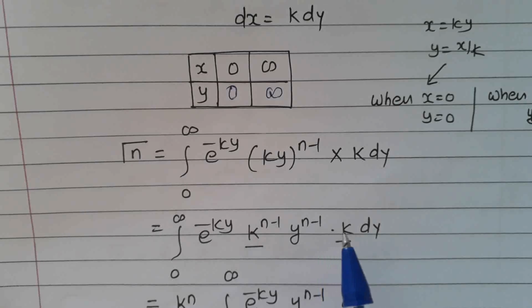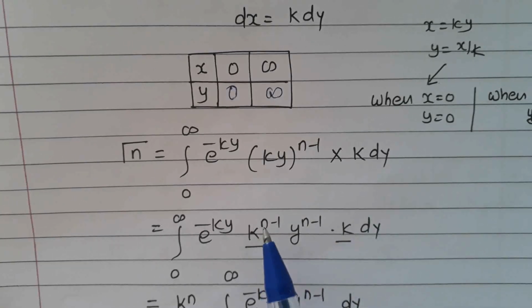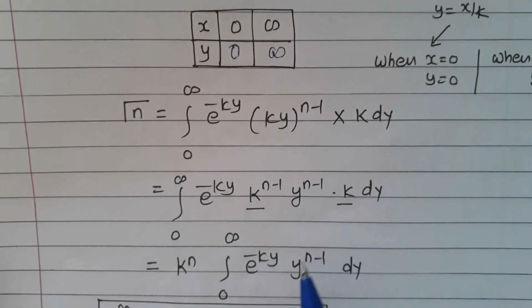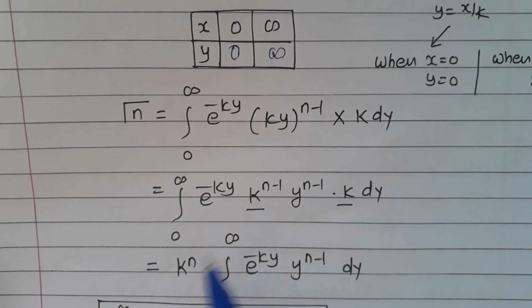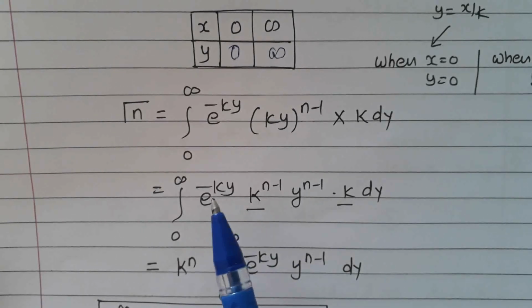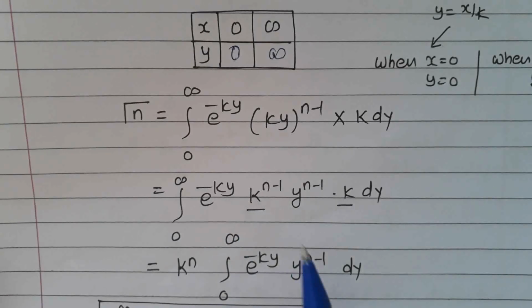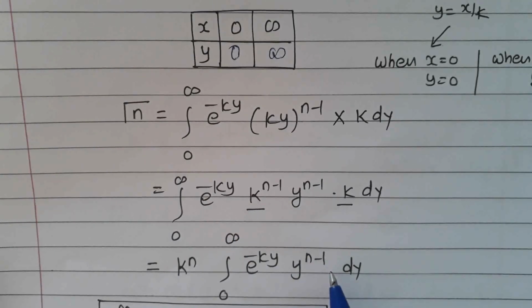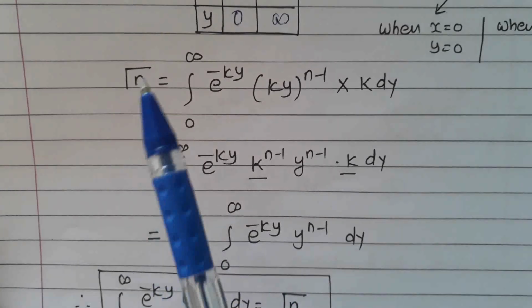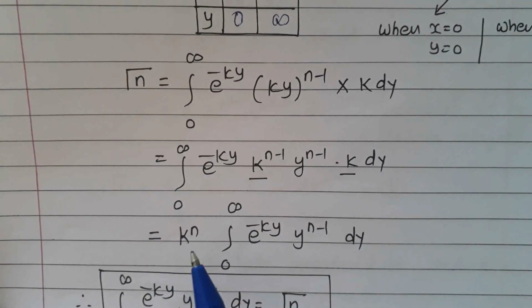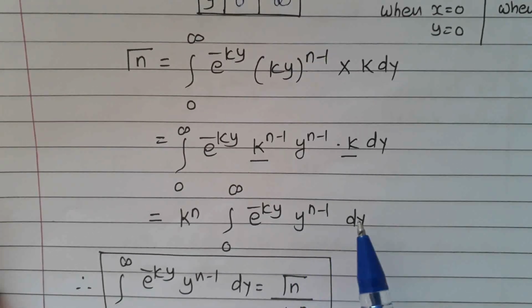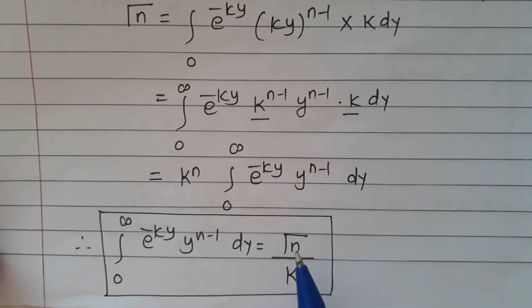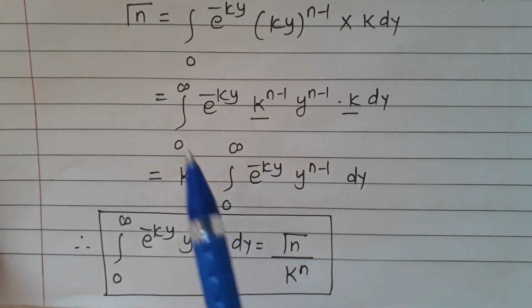So let us add the powers of these two k raised to n minus 1 plus 1. So k raised to n minus 1 plus 1 becomes k raised to n. So this is the constant term, you can take outside the integral 0 to infinity e raised to minus ky, y raised to n minus 1 dy. And in LHS we have gamma n. So you can write that integral 0 to infinity e raised to minus ky y raised to n minus 1 dy is equal to gamma n upon k raised to n.